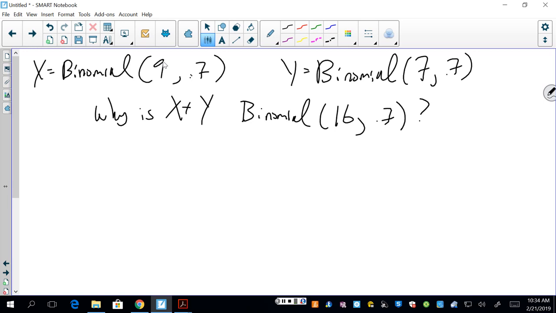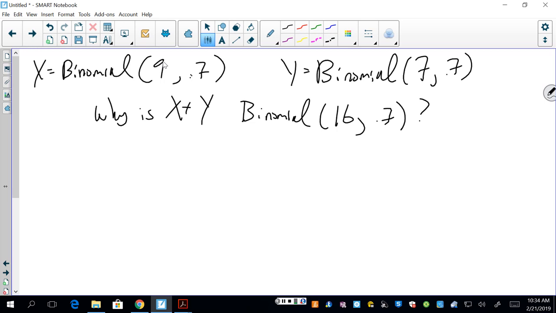Well, if x is all 9 Bernoullis added together and y is 7 more Bernoullis added together, and the total is just all those added together, that's the story behind a binomial. That's why it works.